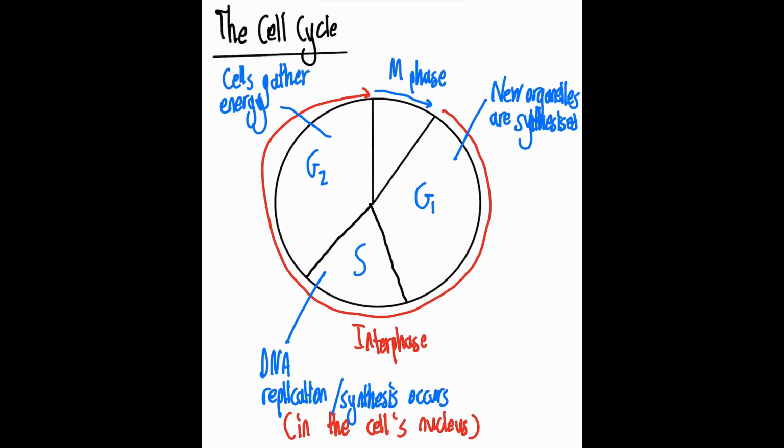The M phase is also split into two parts. So this bigger part of M phase over here is called mitosis, which is the biggest part of this chapter. After mitosis occurs, the next part is called cytokinesis. We'll get to this later on once we finish up what mitosis is.